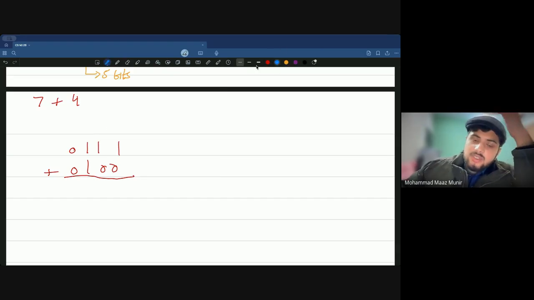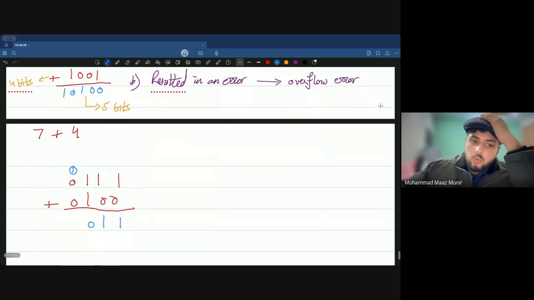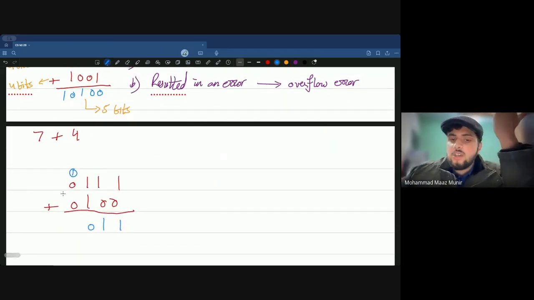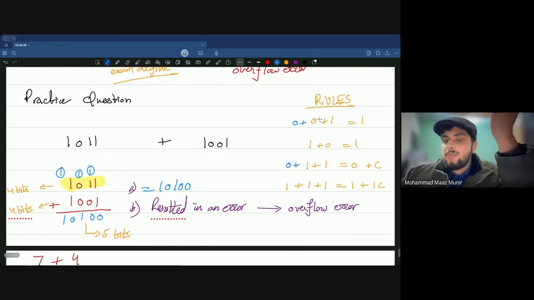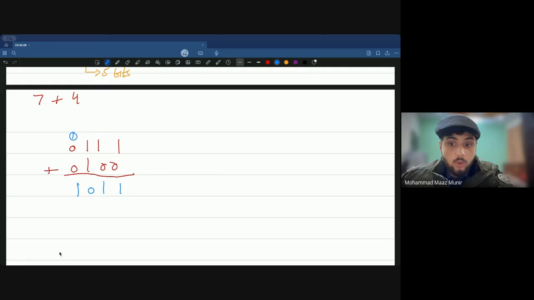Now, 1 plus 0 is straightforward. 1 plus 0 is straightforward. 1 plus 1 is what? It's 0 with 1 carry, right? Again, same rules. 1 plus 1 is 0 with 1 carry, so we get 1 carry up here. And again, 1 plus 0, and if we don't have any other 0, 1 plus 0 is again 1. So you see, I get the answer as 1011. But here, we do not have any overflow error.